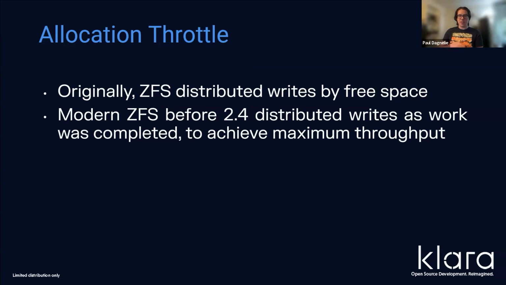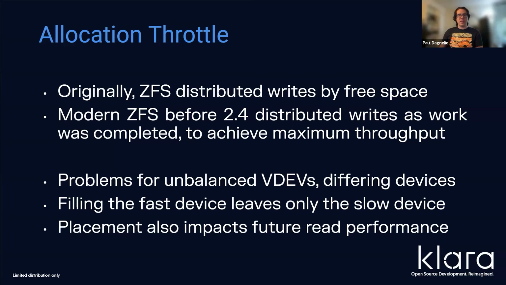More recent versions of ZFS, before version 2.4, used a different algorithm. What they did was give a little bit of work to every disk, and then as that work completed, they would give the disk more work. And so the idea basically was that faster disks would receive more data written to them, and this would give you maximum throughput to all of your different VDEVs.